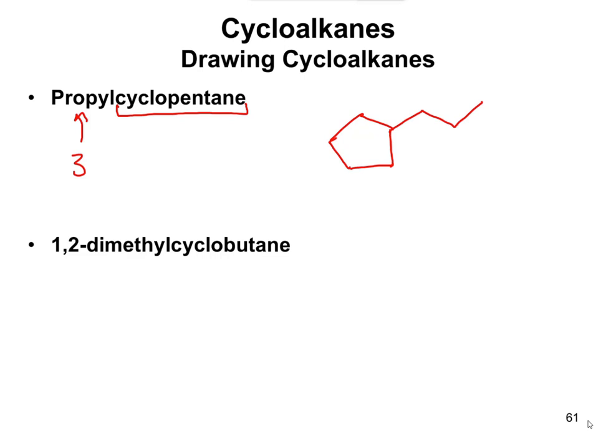And I'm just going to draw the skeletal structure. Actually, I'll draw them both for you guys. So that one would be the skeletal structure that has a 3-carbon substituent. I could also draw it like this. That's a really bad pentagon. Let me erase and try again.